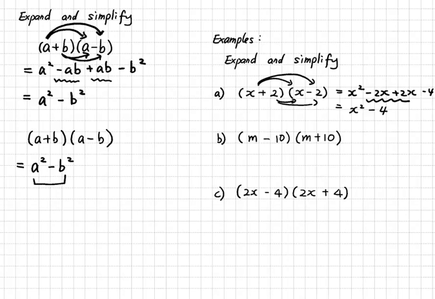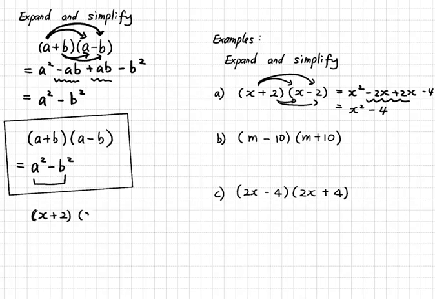However, we can just use the shortcut that we noticed before for the special case here. So we have x plus 2 times by x minus 2. Both brackets have x and 2, but they have opposite signs for the 2's. So therefore, we can say this is like an a, so it's x squared minus, this number is like a b, so therefore it's 2 squared. So therefore, I can say it's x squared minus 4.